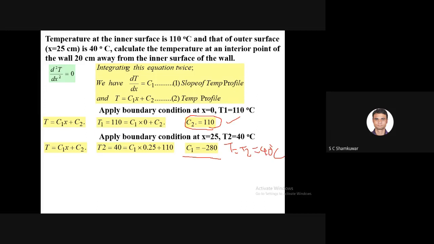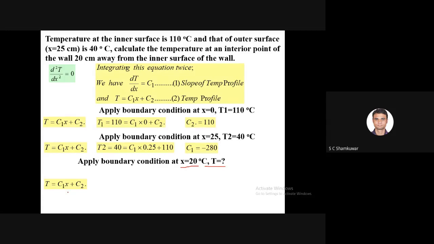So this is the importance of Laplace equation. So we know C2, now V1, C1. Now we have to find out the temperature at the distance of 20 centimeter. Okay, so again, what will be the boundary condition? If X is equal to 20, what will be T? If X is equal to 20, what will be T?